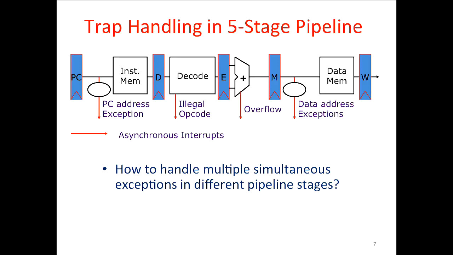Let's look at a slightly different problem. What if on one clock cycle I get a legal PC address, and on the next clock cycle I get an overflow? So the first clock cycle I got a PC exception, the second clock cycle I got an overflow. Which of those two should I handle first?